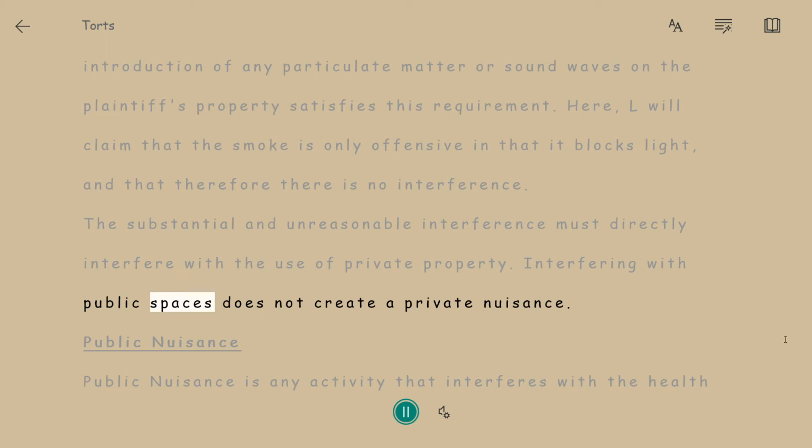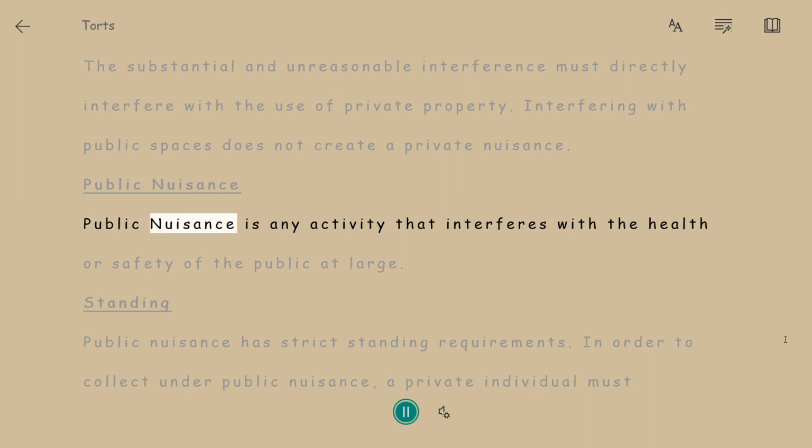Interfering with public spaces does not create a private nuisance. Public nuisance. Public nuisance is any activity that interferes with the health or safety of the public at large.